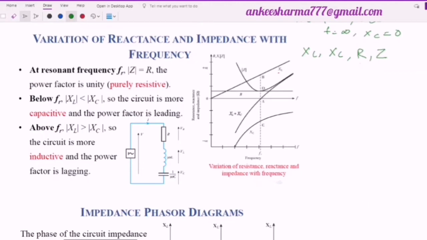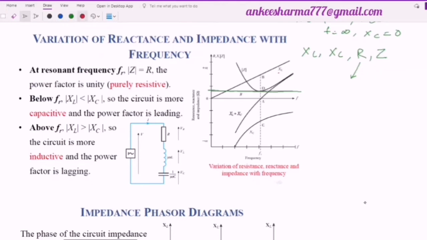Now let me first take this case of R. R is a resistance which is constant with respect to the frequency. It means with the change in the frequency, its value must not change. So if I take the frequency on the x-axis and my R, X and Z values on the y-axis, I will find there will be a particular value of the resistance which remains constant for all the values of my frequency. So this will be my resistance curve.